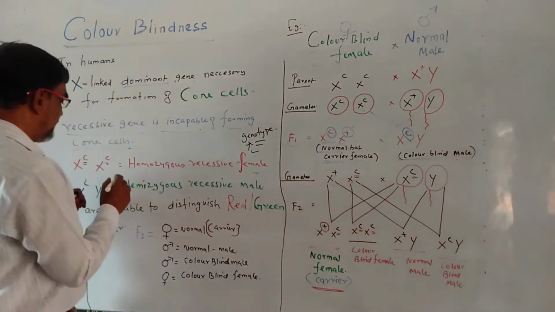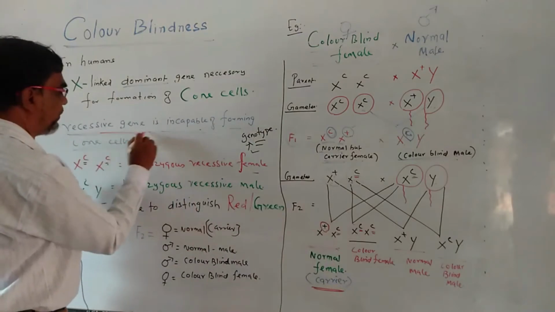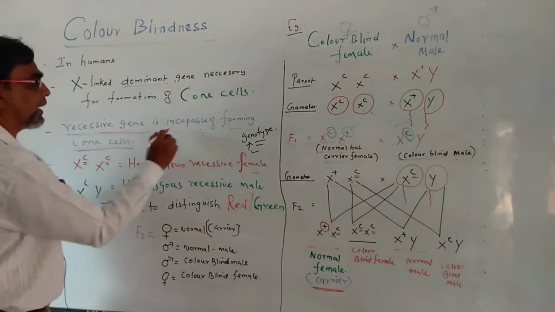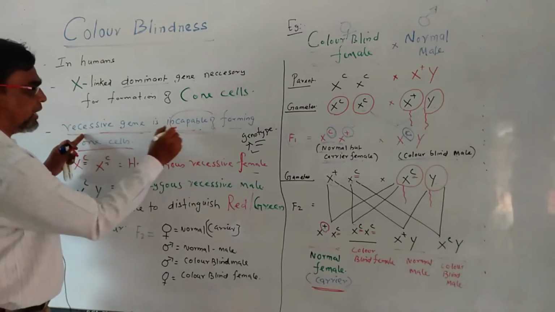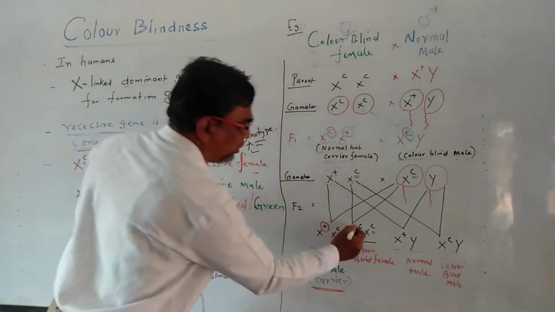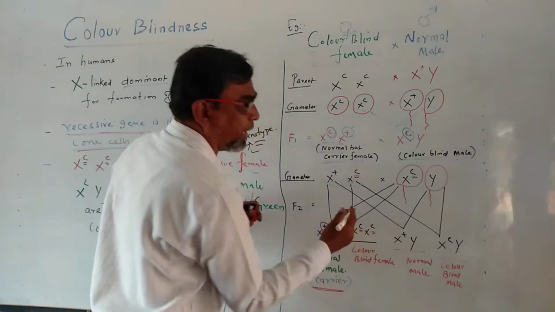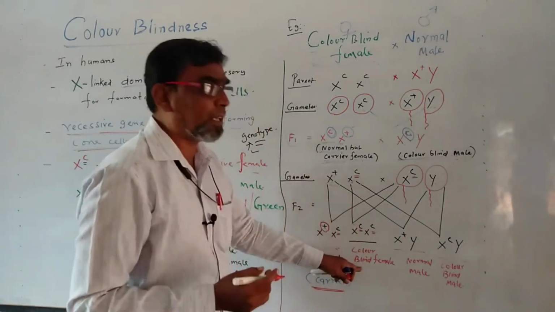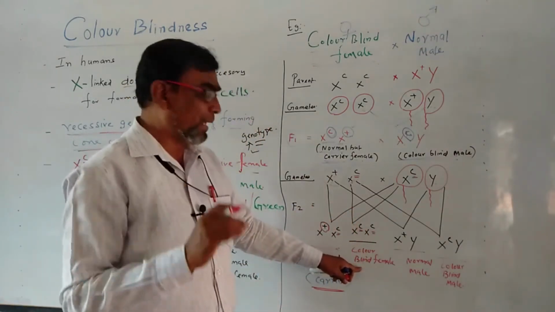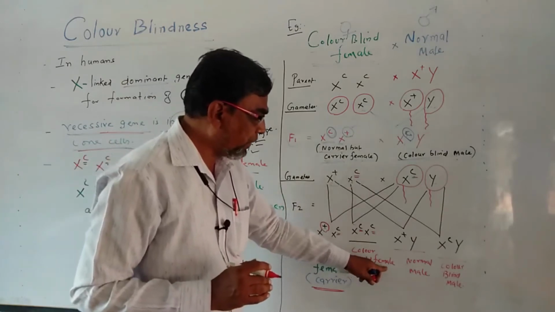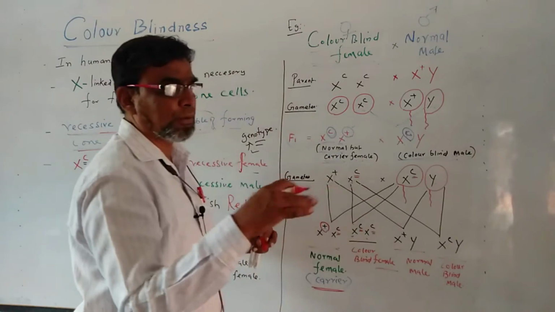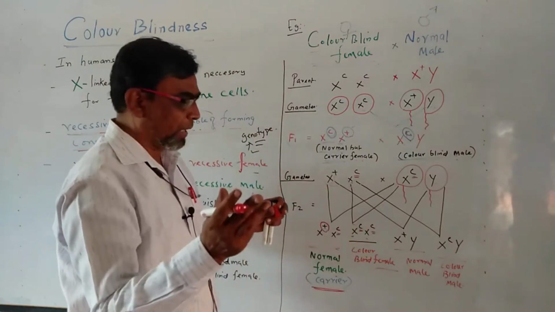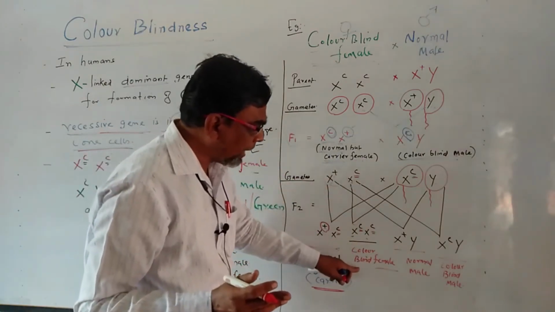Already you have seen that the recessive gene is responsible for being incapable of forming cone cells. Here, both are recessive genes. They are not able to produce cone cells, so they have color blindness. So it is called a color blind female. Why is it called female? Here 2X are there. 2X means female. 1X, 1Y means male. Are you clear, students? So this is a color blind female.